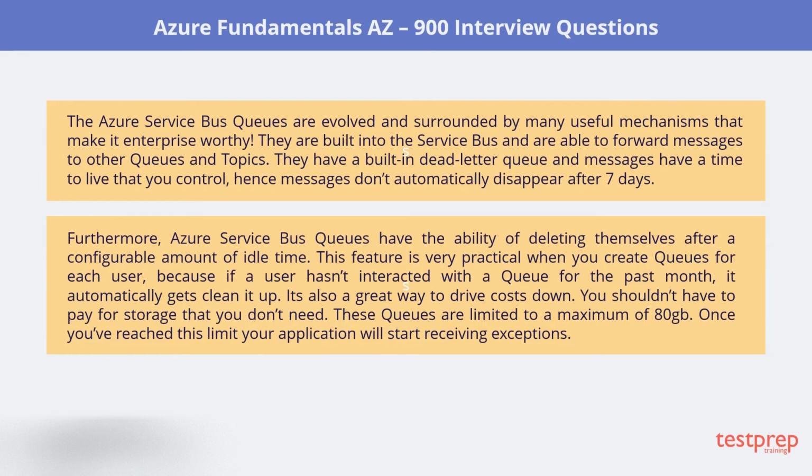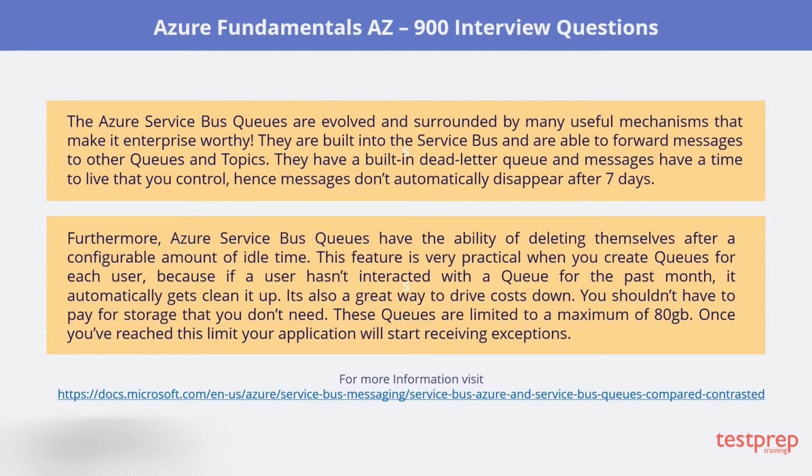This feature is very practical when you create queues for each user, because if a user hasn't interacted with a queue for the past month, it automatically gets cleaned up. It's also a great way to drive costs down. You shouldn't have to pay for storage that you don't need. These queues are limited to a maximum of 80 GB. Once you've reached this limit, your application will start receiving exceptions.